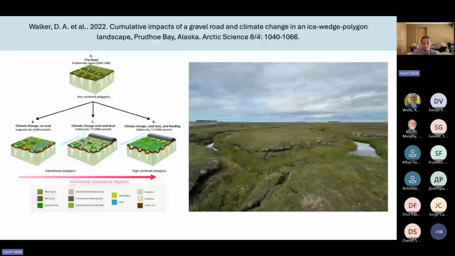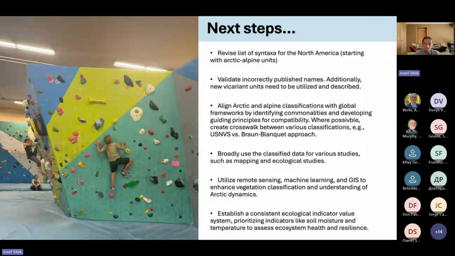And this is also very important to say, that vegetation databases and vegetation classification is a good base for monitoring these changes. And I would like to finish my talk with what to do next.